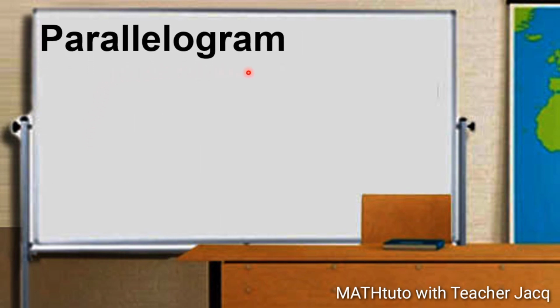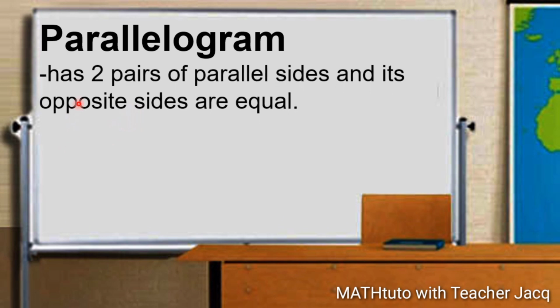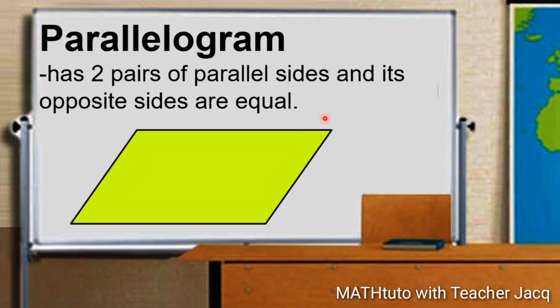The first one, we have parallelogram. It has two pairs of parallel sides and its opposite sides are equal. Let's have the example of parallelogram. Okay, so itong nasa horizontal, these two lines in horizontal form, this is the first pair of parallel sides. And then itong two lines na nasa vertical, ito yung second pair of parallel sides.